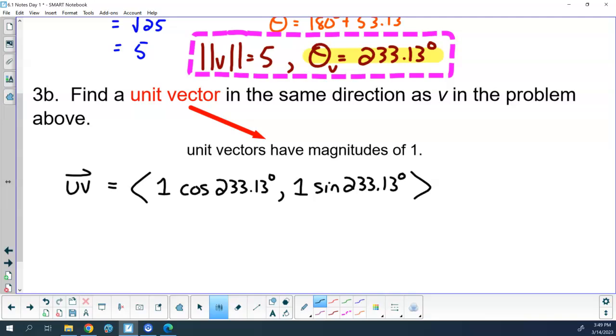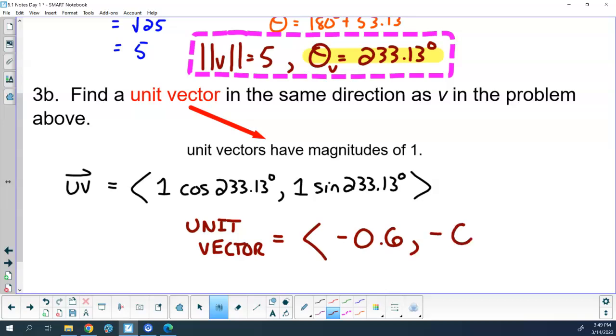Okay? So my unit vector here, which is a vector in the same direction as vector V from the problem above, but now it only has a magnitude of 1. If I type in 1 times the cosine of 233.13 degrees, I get negative 0.6. If I type in 1 times the sine of 233.13 degrees, I get an answer of negative 0.8. And so that would be the unit vector.